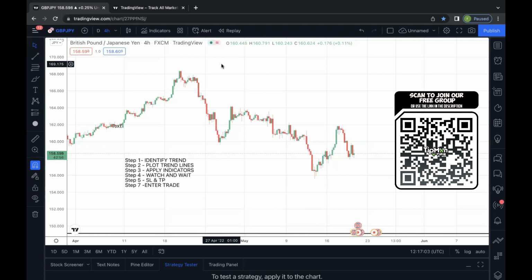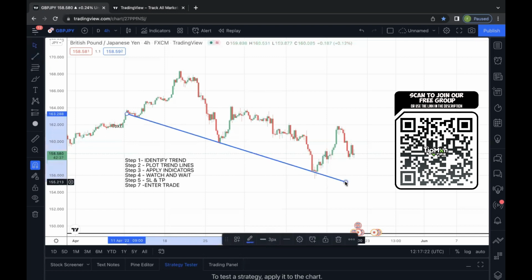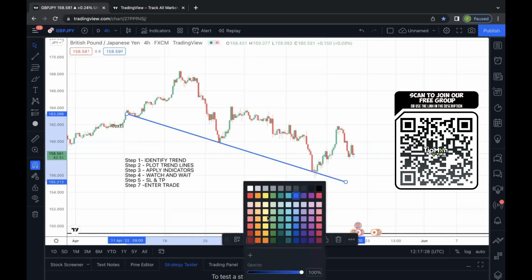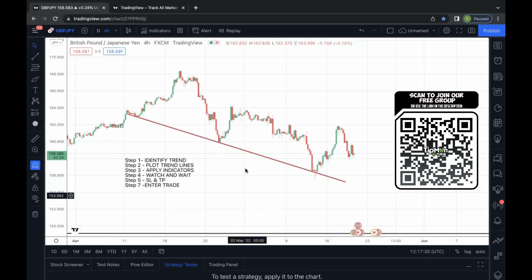Right, so first things first, step one is, in my opinion, to identify the trend. You can do that just by looking. You can add MAs or you can use trend lines, whatever you do is absolutely fine, guys. But for me, I'm just going to be looking at the chart, and I can see very easily that we've got quite a clear buy line here. It's a downtrend, but it's also a buy line. Red means it's a downtrend.